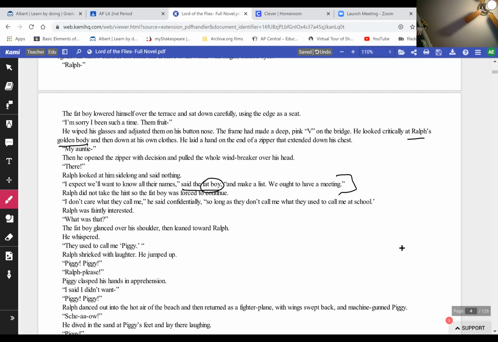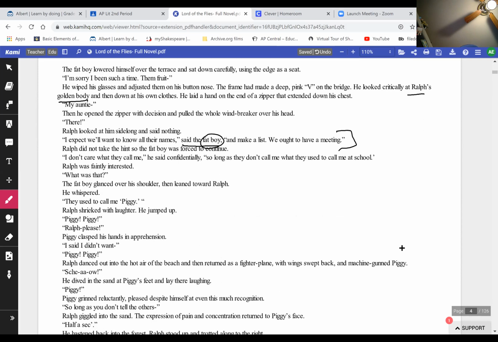We need to start knowing names. First thing, he's the guy. He's a symbol of intelligence. He's a symbol of civilization as well. And he starts coming up with, okay, these are some things we need to get done. And in reality, when they start choosing leaders, it should have been Piggy. But Golding sets us up that nobody's going to listen to him because of how he looks. He's very meek. He's very shy. He says, "They used to call me Piggy." And then Ralph laughs, makes fun of him, very rude in that rejection of who he is.